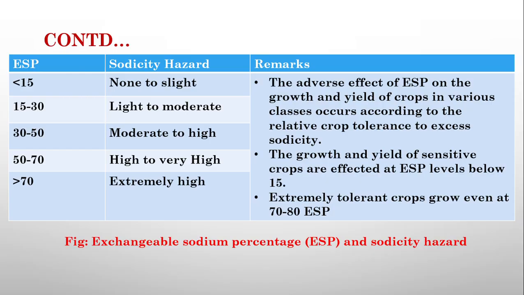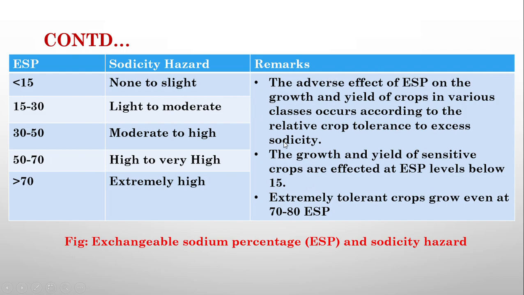So here this table shows the hazard caused by sodicity and the amount of exchangeable sodium percentage which causes the hazard. So this table shows that when it is less than 15, the hazard is none to slight. There may be no hazard or slight hazards. When it is 15 to 30, light to moderate hazards will be there. When it is 30 to 50, it is moderate to high hazard, and 50 to 70, high to very high hazard, and greater than 70, it is extremely high. So plants cannot grow when it is greater than 50. When the ESP, exchangeable sodium percentage, is greater than 50, plants cannot grow.